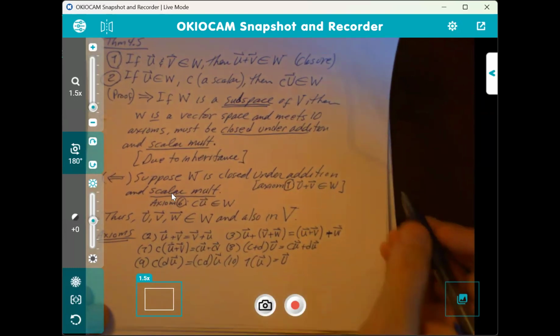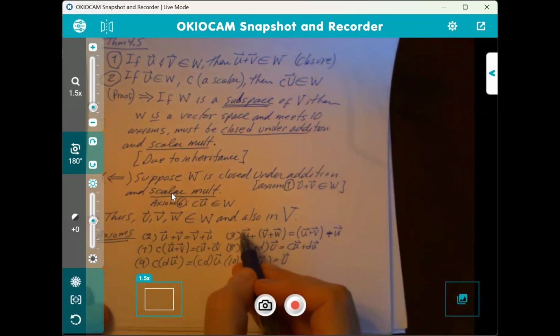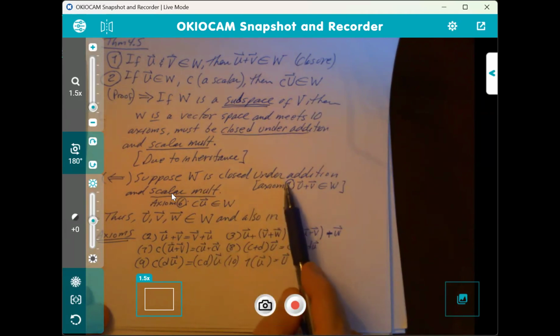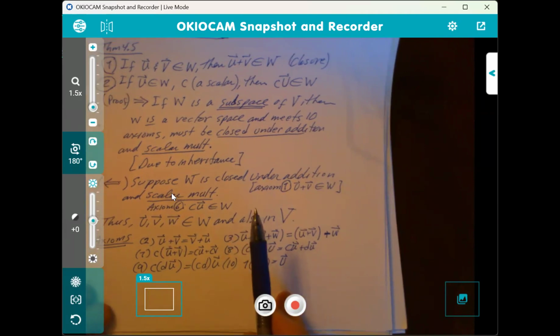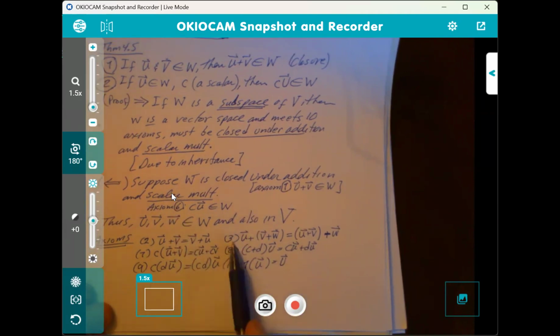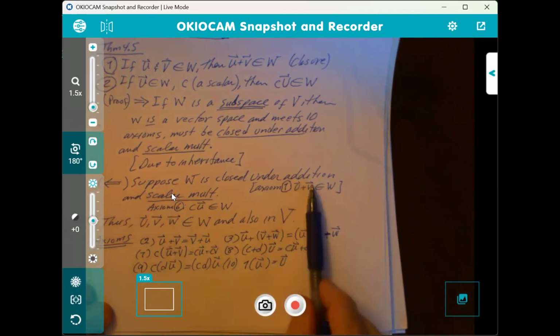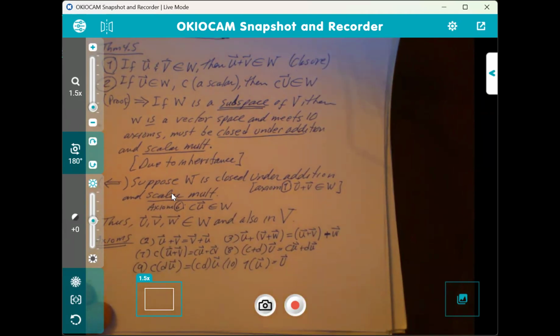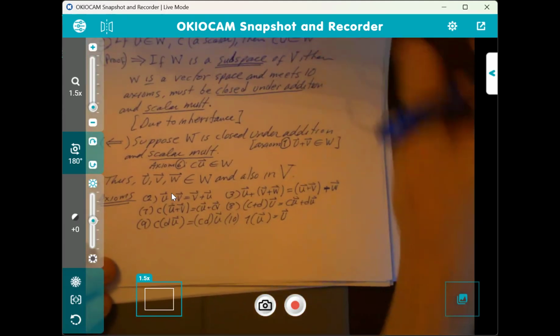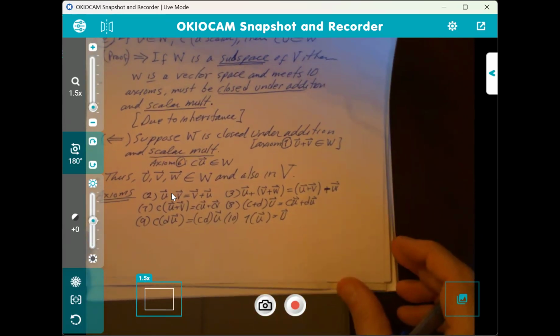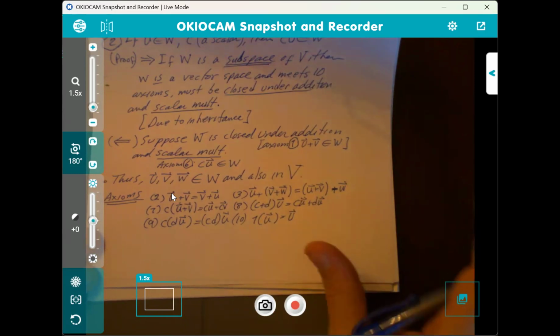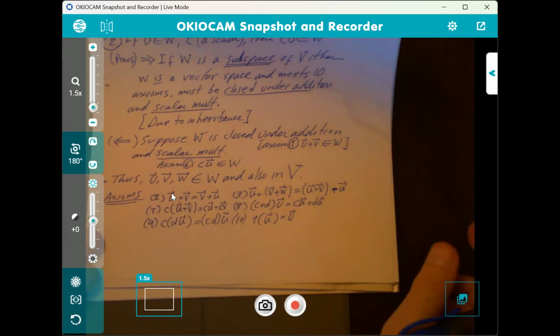Now, I have axiom 2, 3. So let's see. Let me go in order. I got 1, 2, 3. I don't have 4. I don't have 5. I have 6, 7, 8, 9, 10. So far, 8 of the axioms are satisfied. The 2 that are missing are axioms 4 and 5. Okay. Now, we're going to show that these axioms are also going to work with W, the subspace.